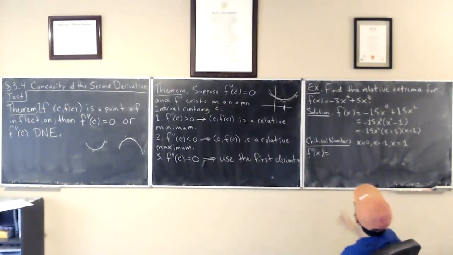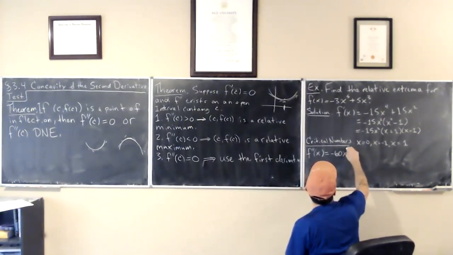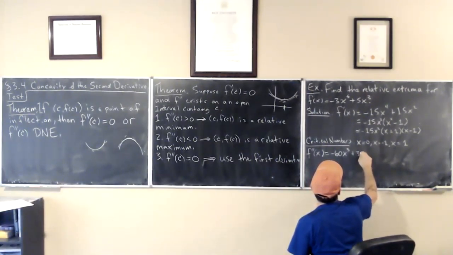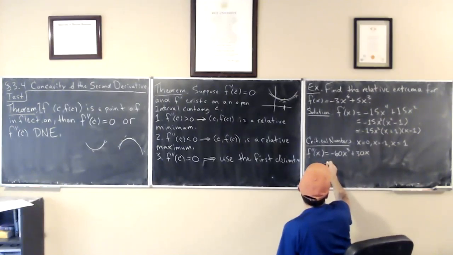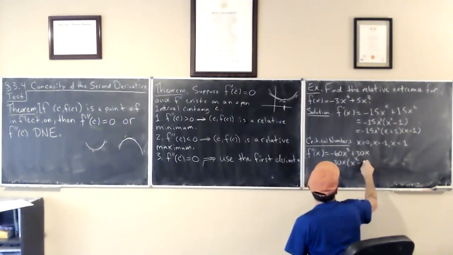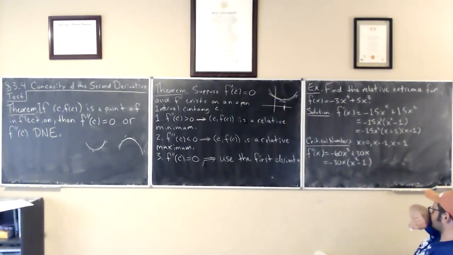So what is that? Negative 60x cubed plus 30x. I'm going to factor out negative 30x. Did I do that right? 40 plus 20. Okay, yeah, that's the second derivative.